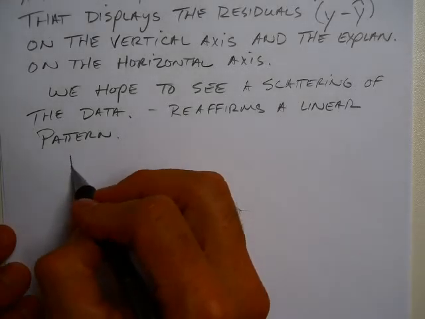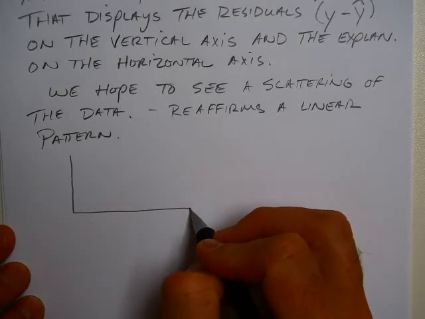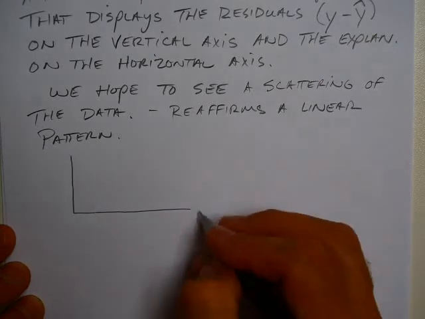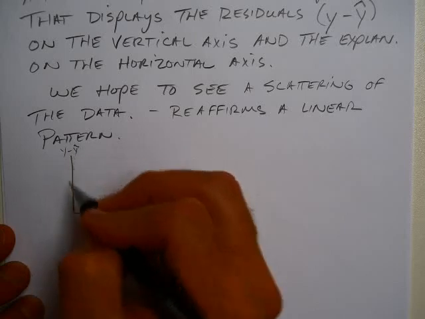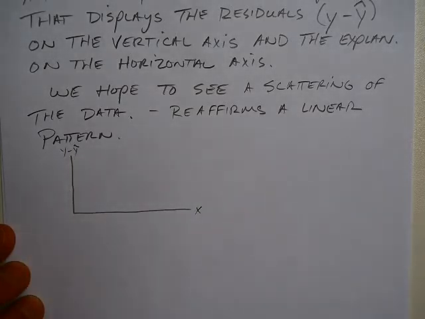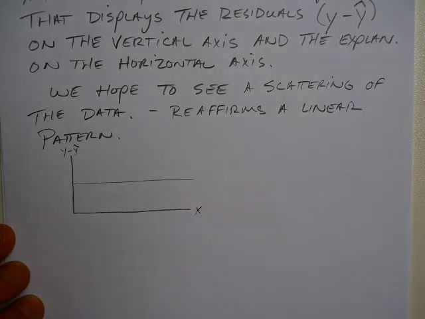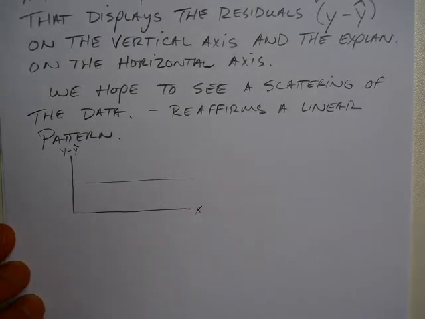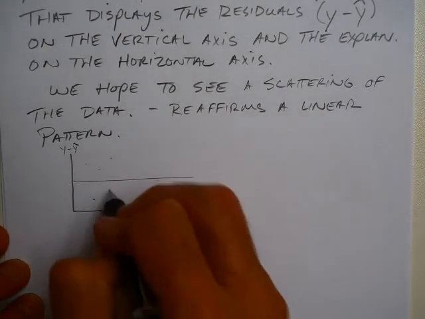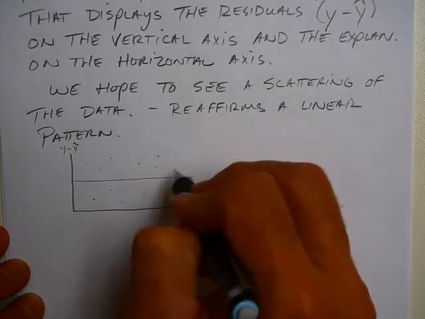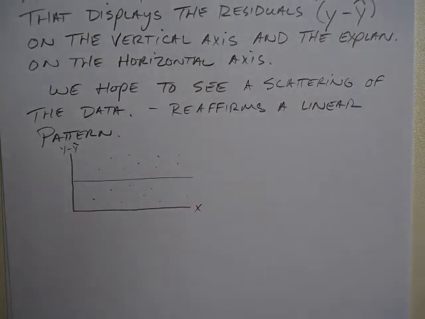So a residual plot looks a little different than a regular scatter plot. You have your x and you have your y minus y hat, which is what that would be for your y values. But it always has a horizontal line in the graph. You don't have to ask for it, it just makes it. And what you want to see is a scattering of the data, no particular pattern, top and bottom.